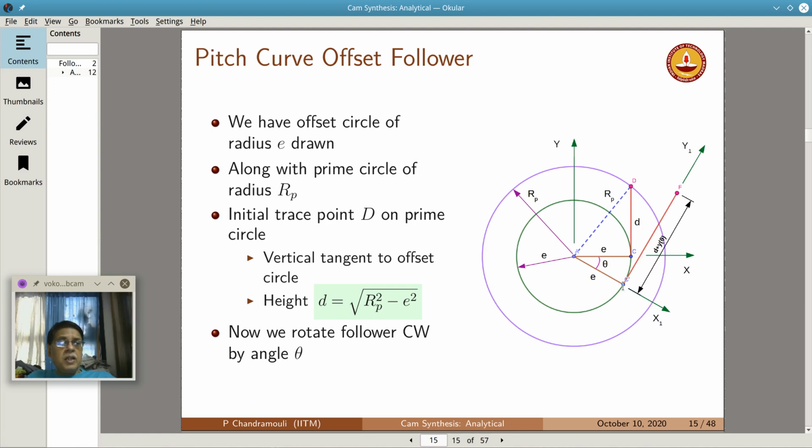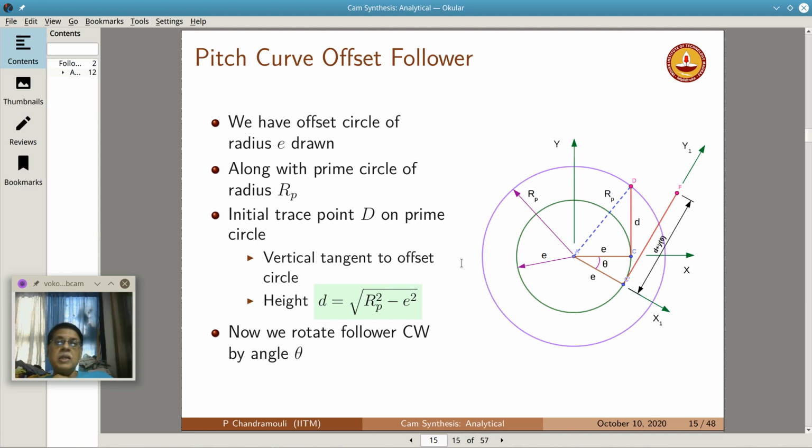And if I draw the follower, it is now along this axis, and it has moved by an amount. The lowest position occupied by the follower is at a height d from this point C. If you look at Pythagoras theorem, the radius is rp, the prime circle radius, and e is the offset. Therefore d equals root of rp square minus e square. Of course this is a more general form. If you substitute e equal to 0, then d becomes rp, which is the radial follower case.